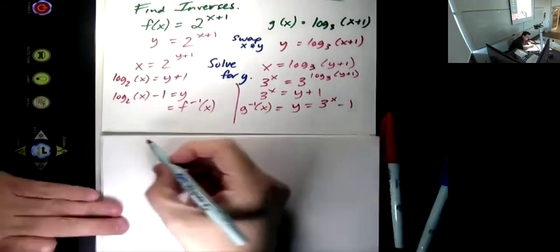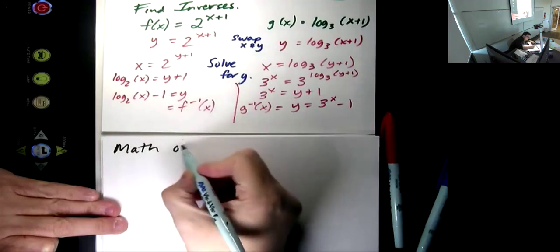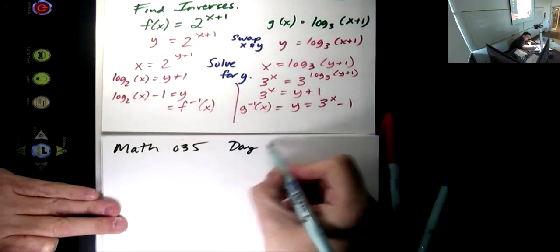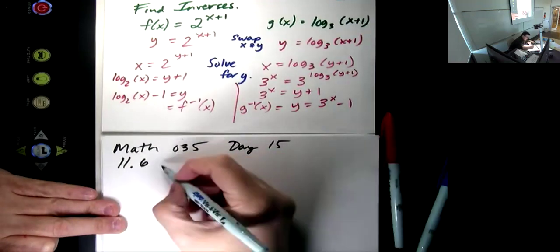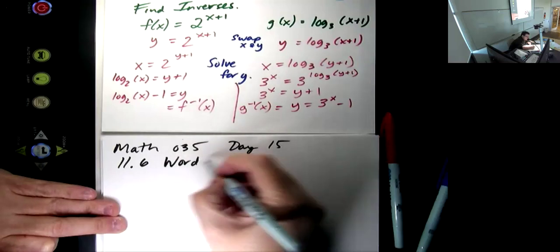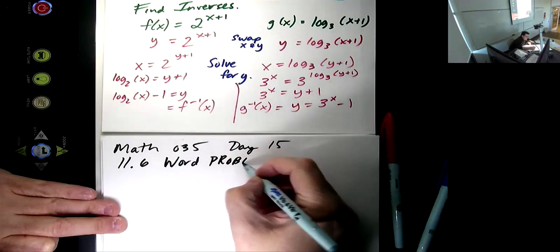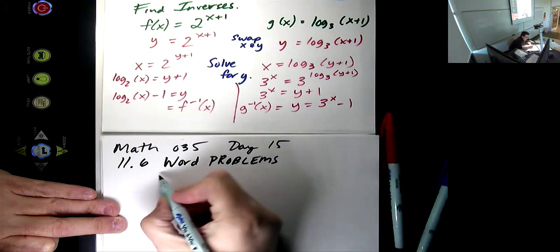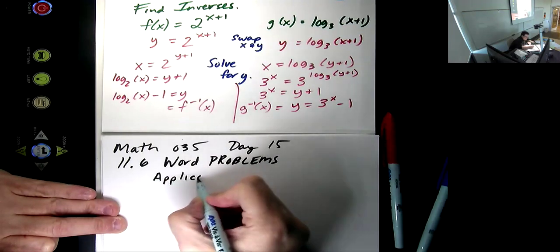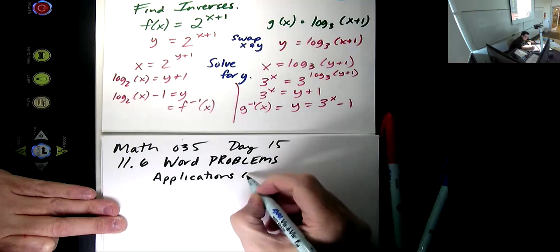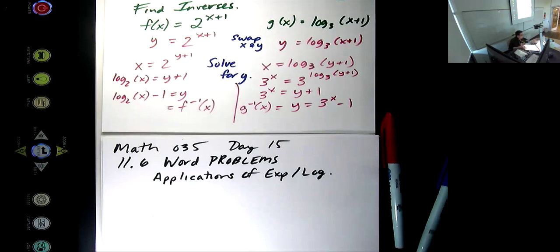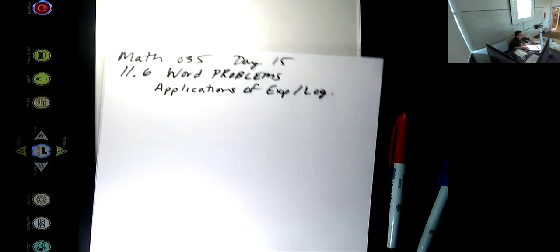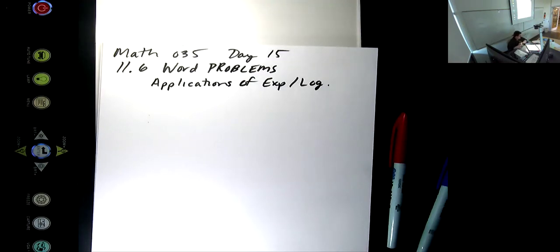We are going to do 11.6. 11.6 is Jackie's favorite, everybody's favorite subject. Word problems. Wait, but that's not how they call them. They sneak it in. They call them applications of exponents and logs, logarithmic equations. Application serves a purpose. There's not just math to make you crazy. This is the good stuff.